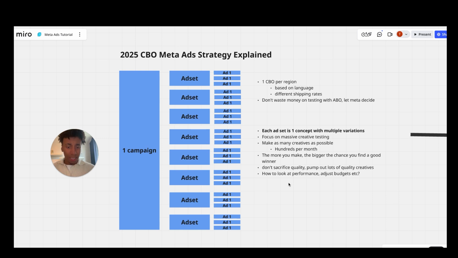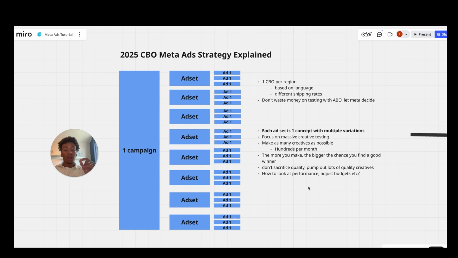But also, please keep in mind, don't sacrifice quality. What you need to do is pump out lots of quality creatives. And why is it so important? Because let's say that on average, it takes you around 10 creatives to find a new proper winner. Well, how do you find more winners then? Just by testing more creatives. That's why we really focus on volume.